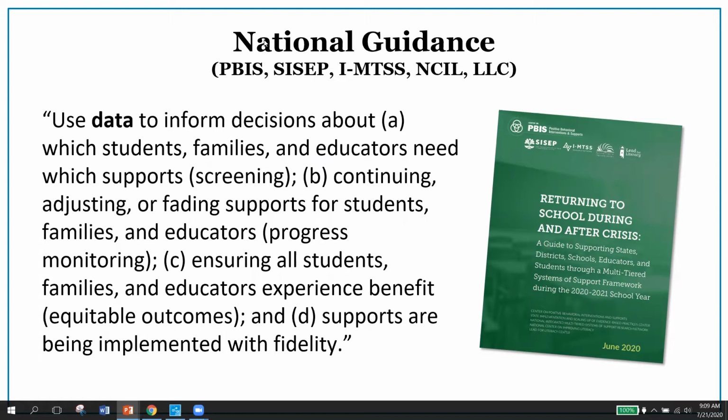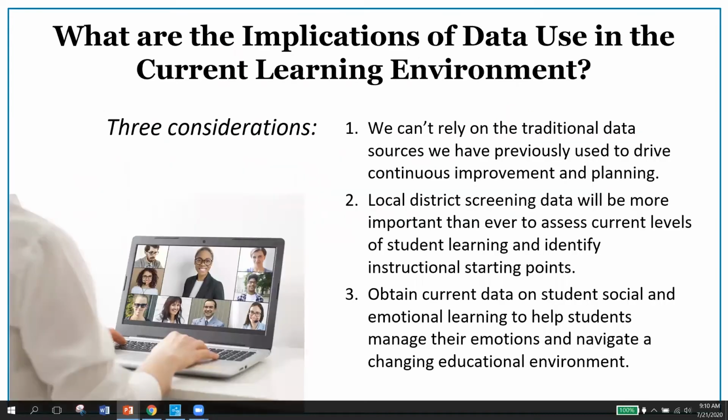In the document, it details that data are used to inform decisions about which families, students, and educators need support through screening, continuing to adjust or fade supports for students, families, and educators through the progress monitoring, ensuring that all students, families, and educators experience benefit from the district's multi-level system of support focused on equitable outcomes and supports that are being implemented with fidelity. Let's take a closer look at the implications of data use in our current learning environment.